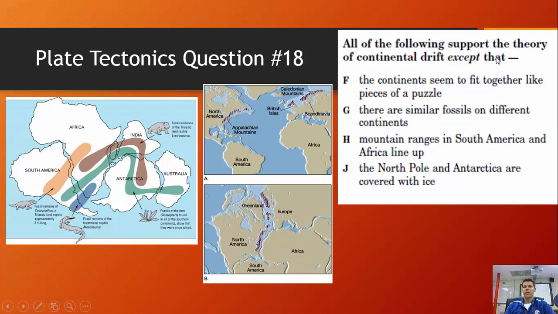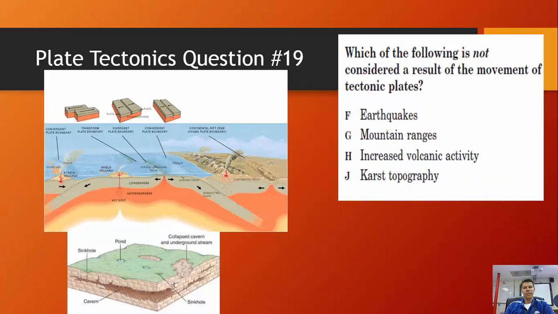Alright, so all of the following, make sure you see the word except in italics here. The continents seem to fit together like pieces of a puzzle. That was a good piece of evidence. There are similar fossils on different continents. Good piece of evidence. Mountain ranges in South America and Africa line up. Absolutely. It does look like this is the same mountain range here in North America and in Europe. The North Pole and Antarctica are covered with ice. This is not evidence. It's a true statement, but this is not evidence to support continental drift. So the answer is J, since it's wrong.